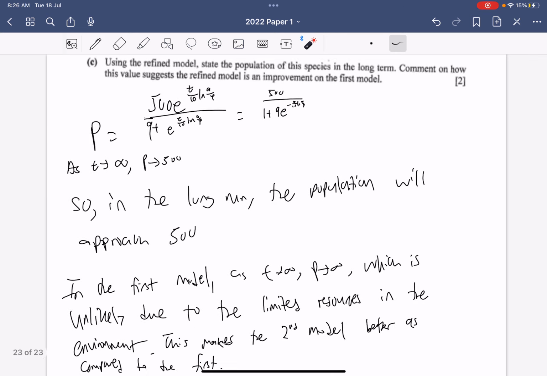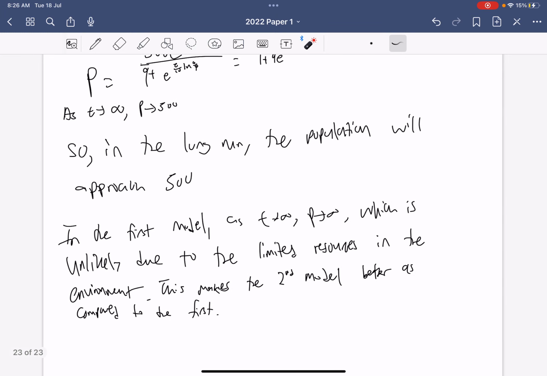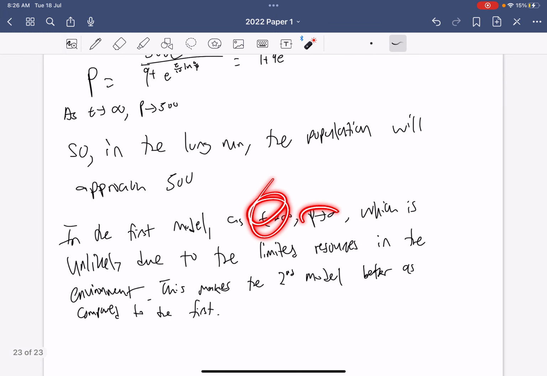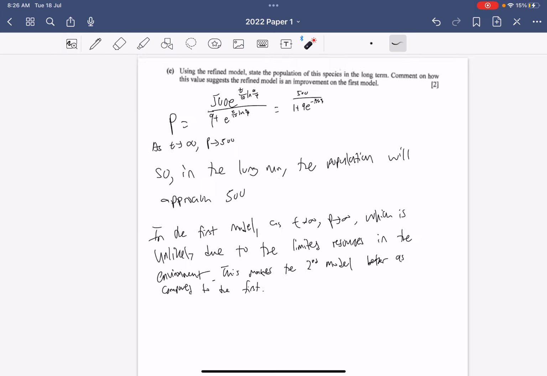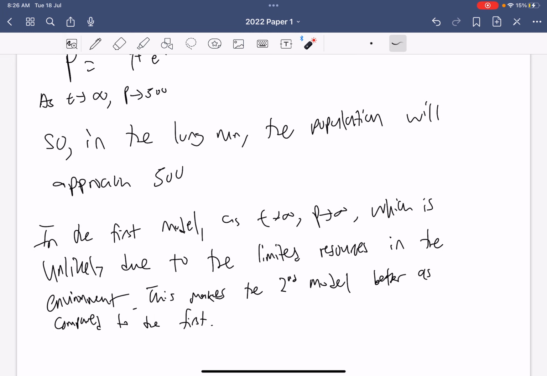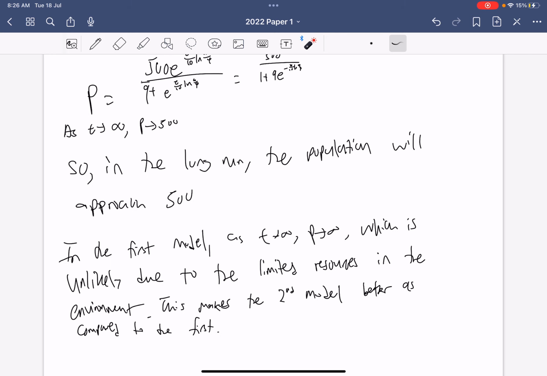And this is a better model, as in the first model, as t goes to infinity, the population goes to infinity as well. But this is unlikely due to the limited resources in the environment that will keep the population at a max capacity at some point in time. And so this makes the second model a better model compared to the first, because it accounts for this limited resources, or the carrying capacity of the environment.